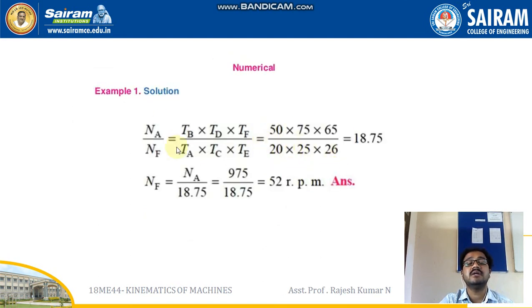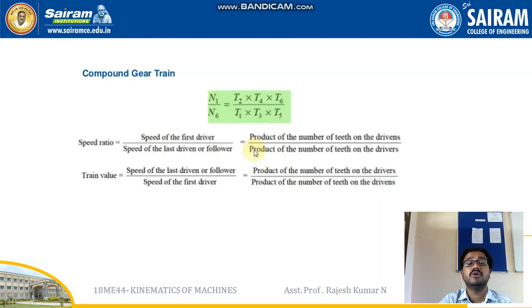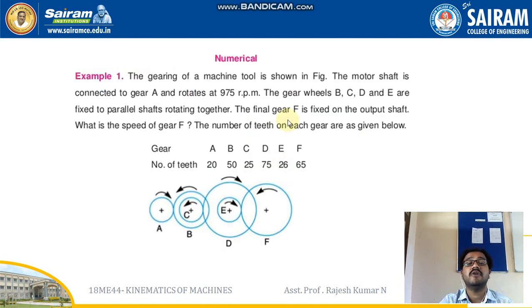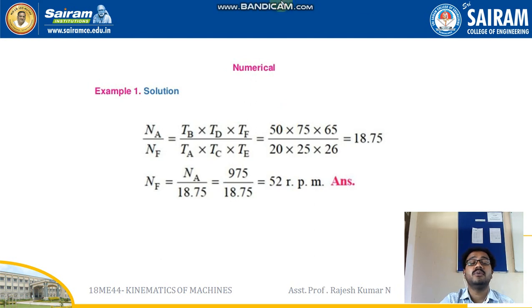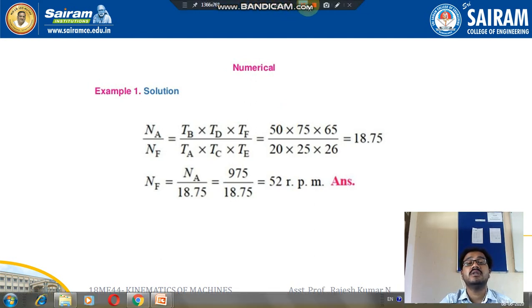In some cases, all the inputs will be given except one output, so that we can easily find it using this method. In the same problem, they may also ask us to find the train value. The train value will be the reciprocal of this one, so we can find that also. If you have any doubt in this problem, you can post the doubts in the comment section.